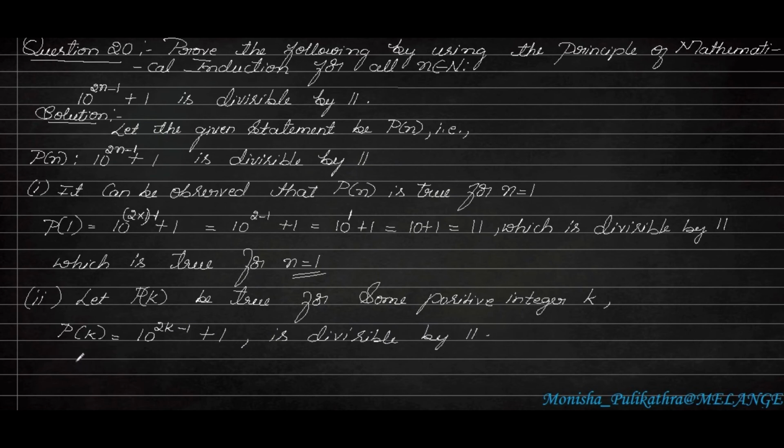Therefore, 10 to the power of 2k minus 1 plus 1 should be divisible by 11, so we take it as 11m, where m is any natural number, and let this be equation number 1. So 10 to the power of 2k minus 1 plus 1 is equal to a multiple of 11, any number divisible by 11. Let us take m as a constant, which is a natural number. Let us continue in the next slide.